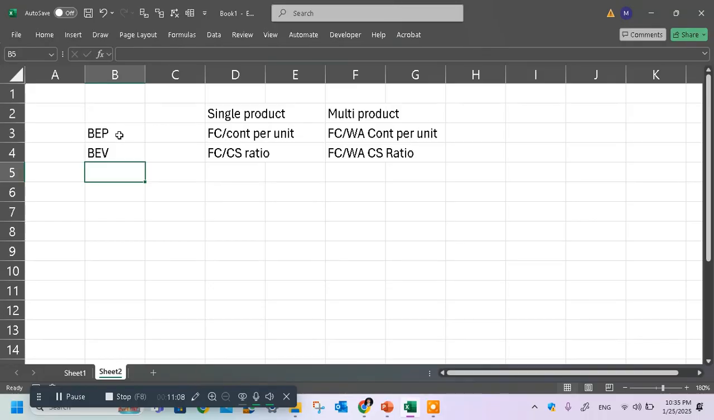What else we studied? Margin of safety. Same formula. If you want it in dollars, margin of safety revenue. What do we say here? Budgeted revenue minus break-even value. Same, no difference. Margin of safety percentage, same formula. Target profit, same formula. So everything is same formula. Only difference, wherever you have used contribution per unit, now you use weighted average contribution per unit.